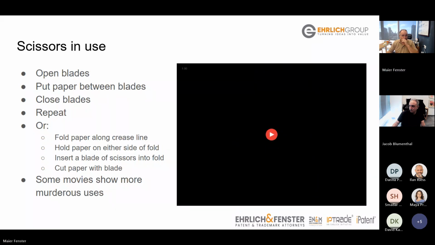Okay. And basically, how do you use the scissors? You open the blades, you put a piece of paper between the blades, and you close the blades, and then you do it again. Or there's another way of using scissors. You can fold the paper in half and take just one of the blades of the scissors and cut. And if you watch movies or television, you know there's other things you can do with scissors.